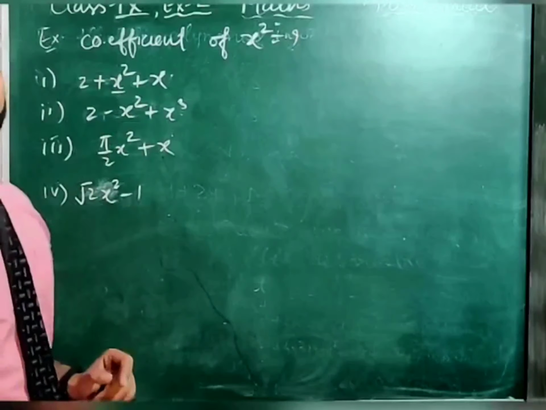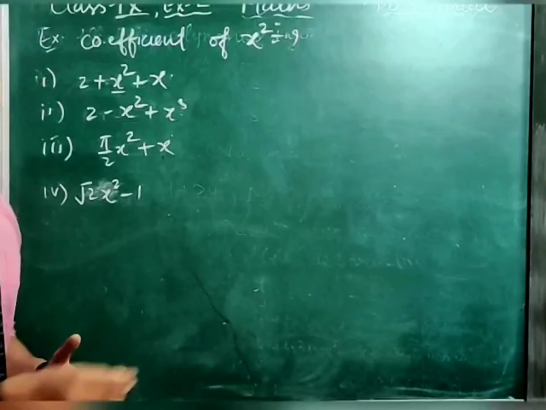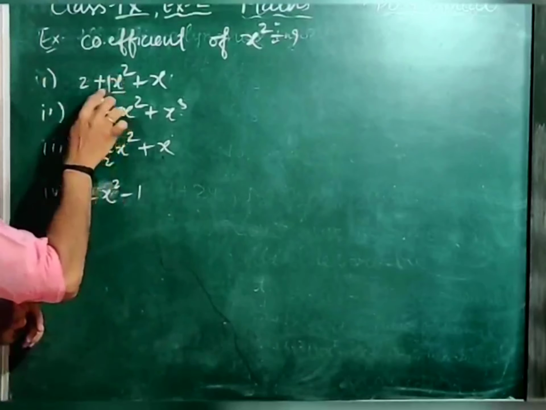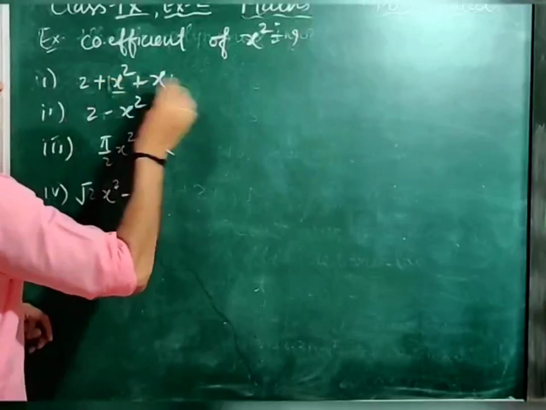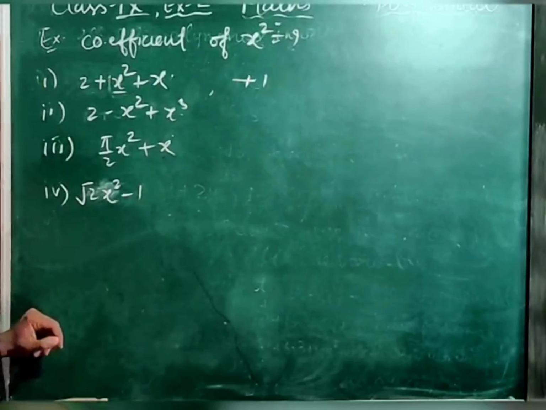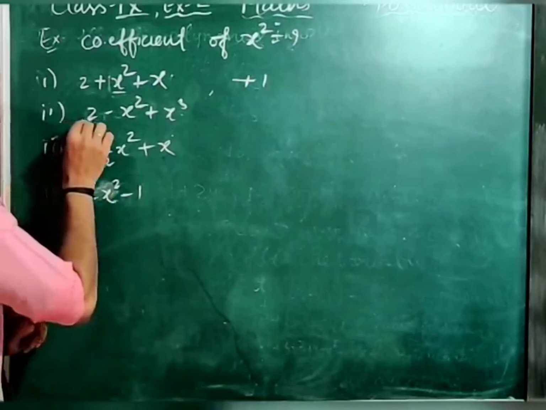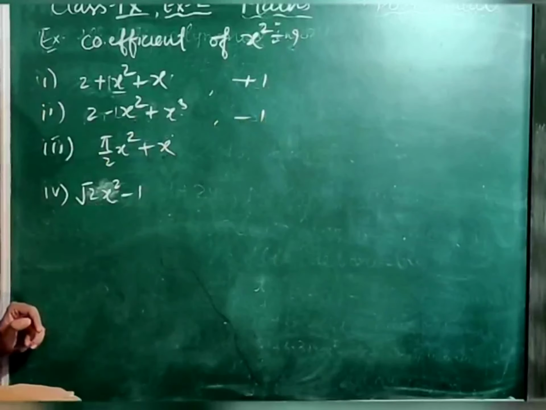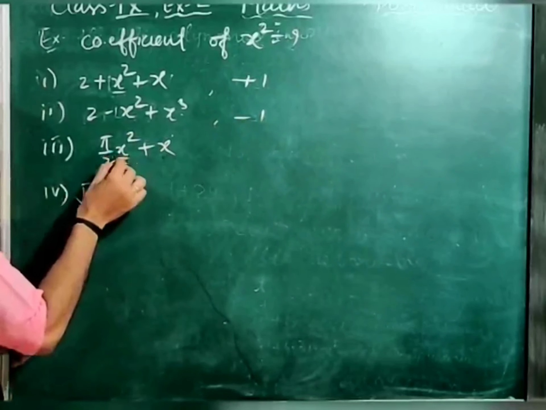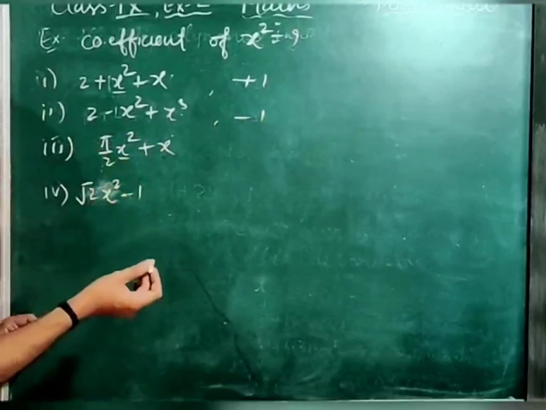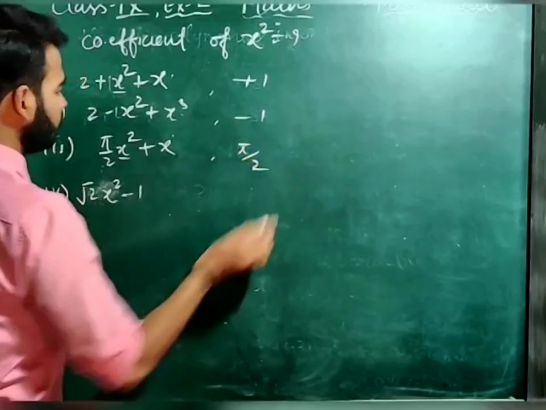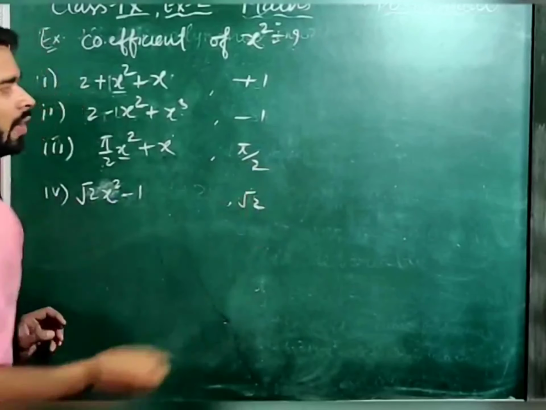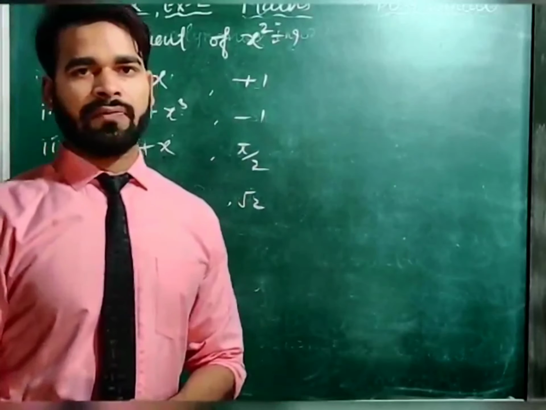When you find the coefficient of any variable, you will take it along with its sign. So if I am writing 1 here, the sign of 1 is plus, so the coefficient of x square is plus 1. Next, 2 minus x square plus, now here also 1, so the coefficient of x square is minus 1. Again, x square here, the coefficient of x square is pi. Pi is also a constant. So here pi by 2. And here, the coefficient of x square, you will write root 2. So I think you know how to find the coefficient of a variable.